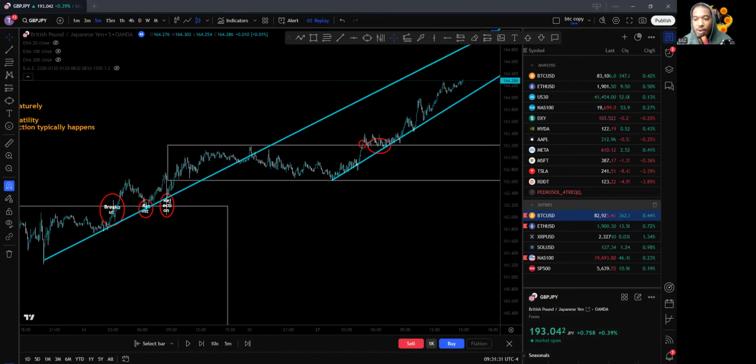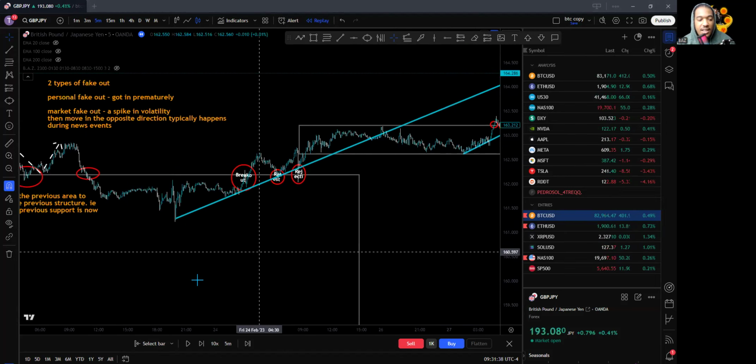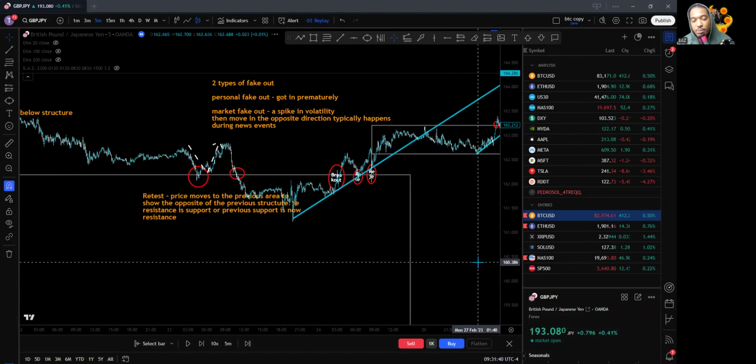All right, so cool. So now we've looked at breakouts, we looked at rejections, we've looked at retests, and we understand a little bit better in regards to price action.